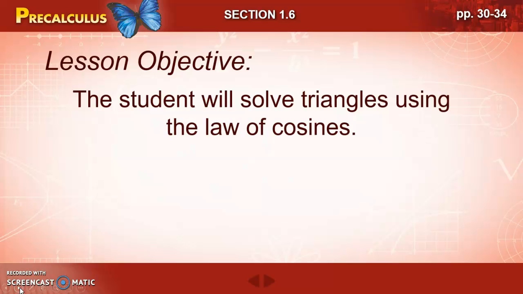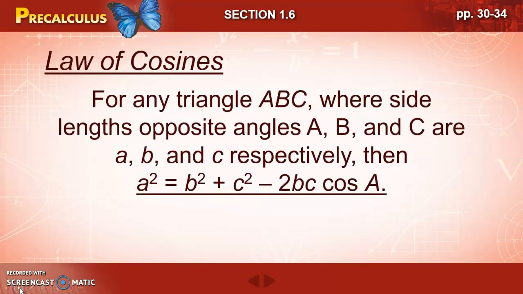Our lesson objective is this. You, the student, will solve triangles using the law of cosines. So let's get started. For any triangle ABC, where side lengths opposite angles A, B, and C are lowercase a, lowercase b, and lowercase c, respectively, then this law applies. A squared equals b squared plus c squared minus 2bc times the cosine of A.